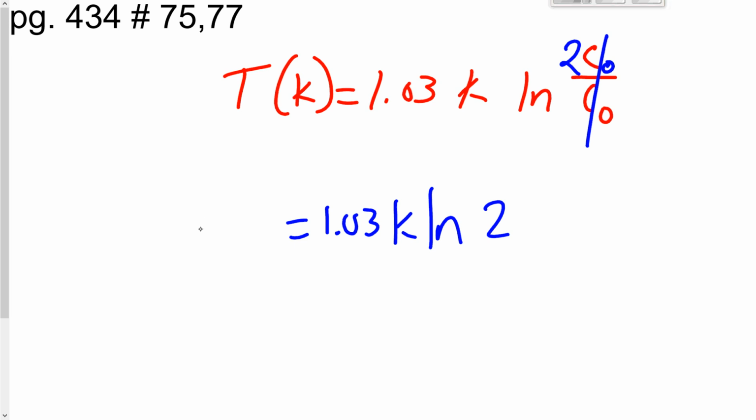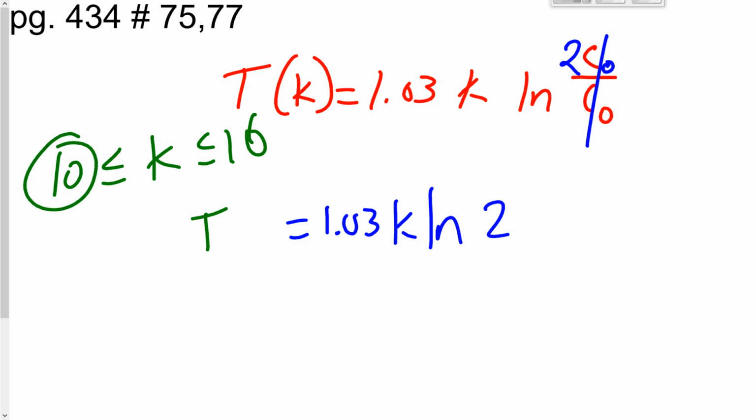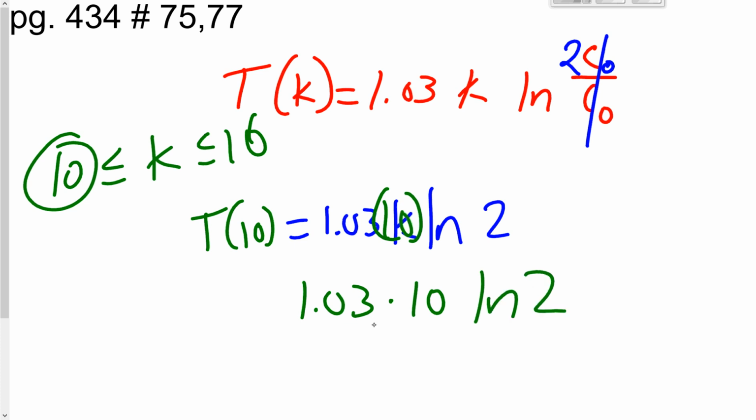So we actually want to find that temperature increase, and our K is between, just like the examples, 10 and 16. So they don't actually give us a K here, but we know it's somewhere between 10 and 16, right? So if we just plug in 10 for our K, we can see what we get. So I'm going to take 1.03 times 10, which is just moving the decimal place over 1, and then times that by ln. Okay, so this is 10.3 times ln of 2.